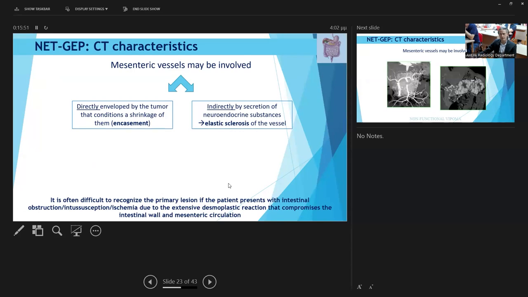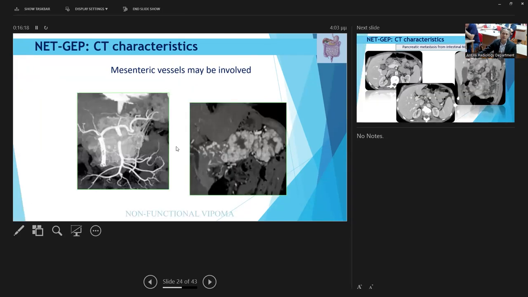And again, when we look at this condition, we also evaluate the vessels that can be involved indirectly, because the tumor may encase and envelop the vessel, or the production and secretion of neuroendocrine substances may cause an elastic sclerosis of the vessel that becomes hardened and stiff. Let me show an example of a huge tumor of the body and tail of the pancreas that involves the origins of both the celiac trunk and the superior mesenteric artery.